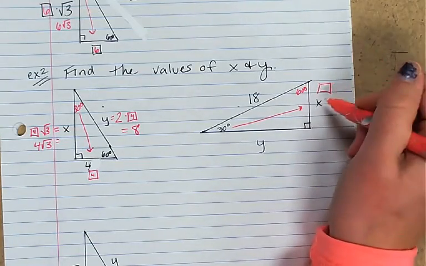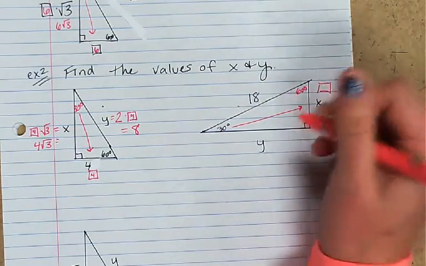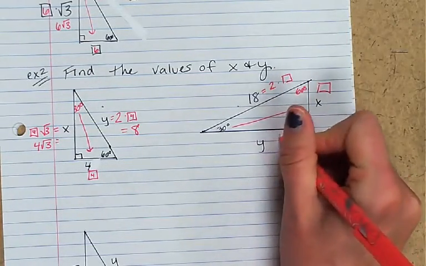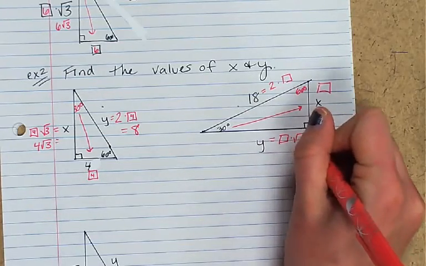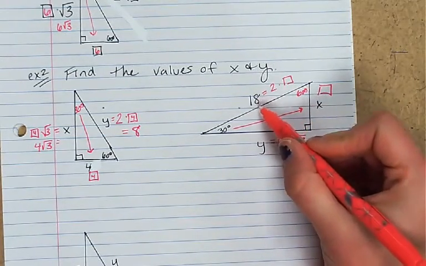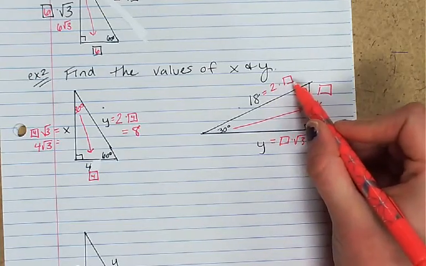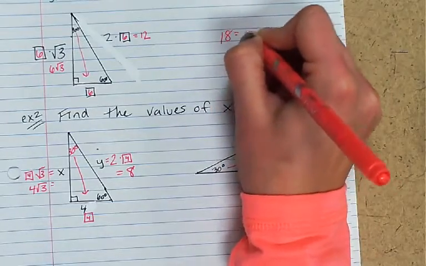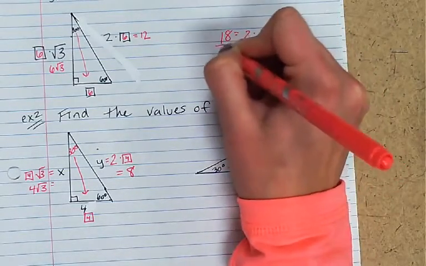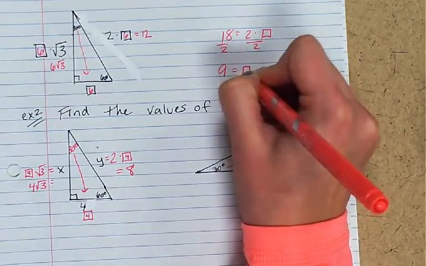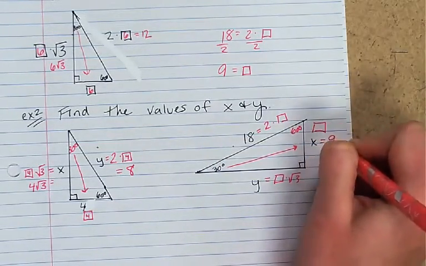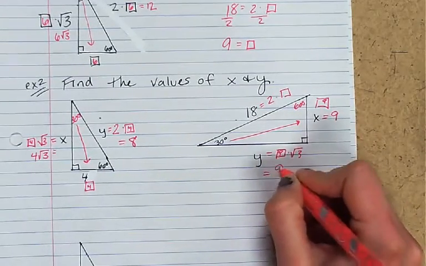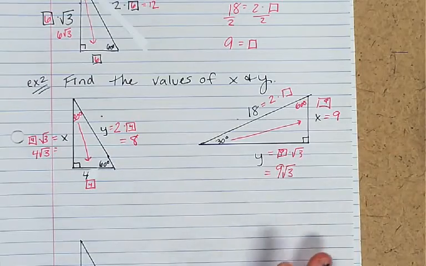Okay, so on the second one, opposite 30 is the box, so we don't have that value to fill in for everything else quite yet. The hypotenuse is 2 times the box, and the longer leg is box times the square root of 3. So if I know that 18 is 2 times the box, that means the box on its own is 9. So this value here for x is 9. This value here for y is 9 root 3. Like so.